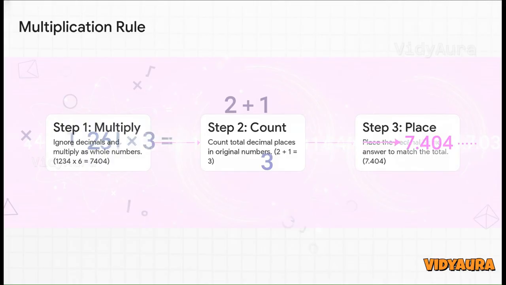First, just ignore the decimals, pretend they aren't even there, and multiply the numbers, which we already know gives us 7404. Easy. Step 2, you're going to count the total number of decimal places in the numbers you started with. So 12.34 has 2 and 0.6 has 1. That's a grand total of 3. And finally, for step 3, you put the decimal point in your answer so it has that same number of places. We just start from the right and hop over 1, 2, 3 spots to the left. And bam, our answer is 7.404.